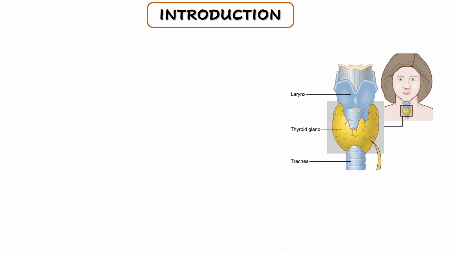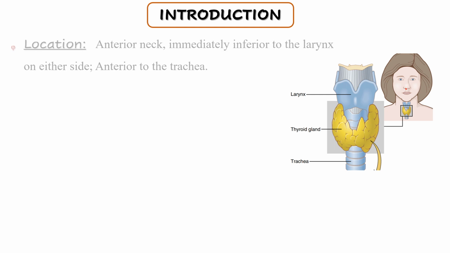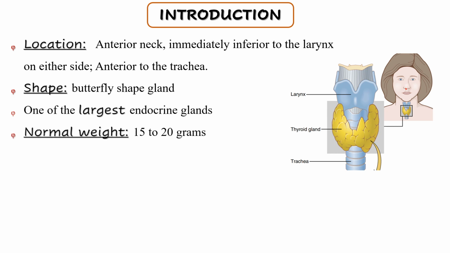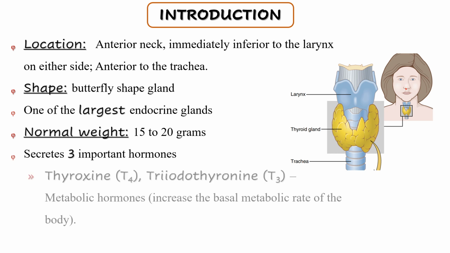So do you know where thyroid is located? Thyroid gland is located in anterior of your neck, just inferior to your larynx, that is your voice box. And this is a butterfly shaped organ and it is one of the largest endocrine glands in our body. This gland is responsible for secreting three main hormones in our body.